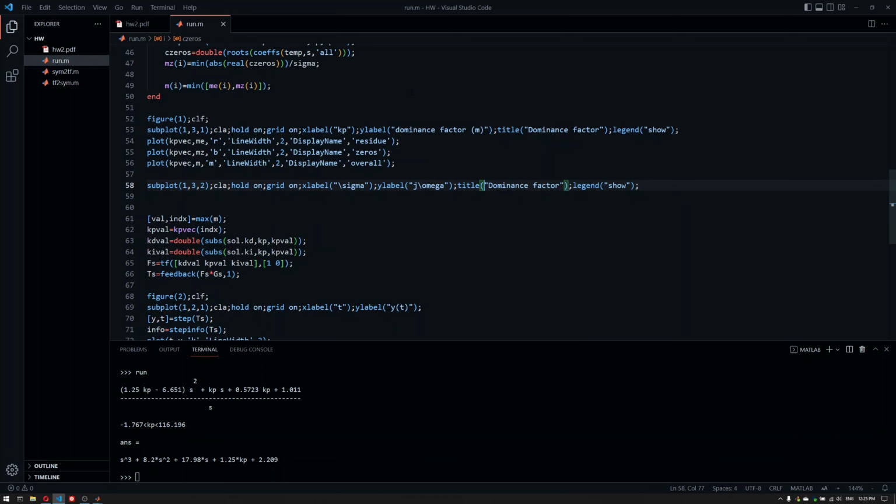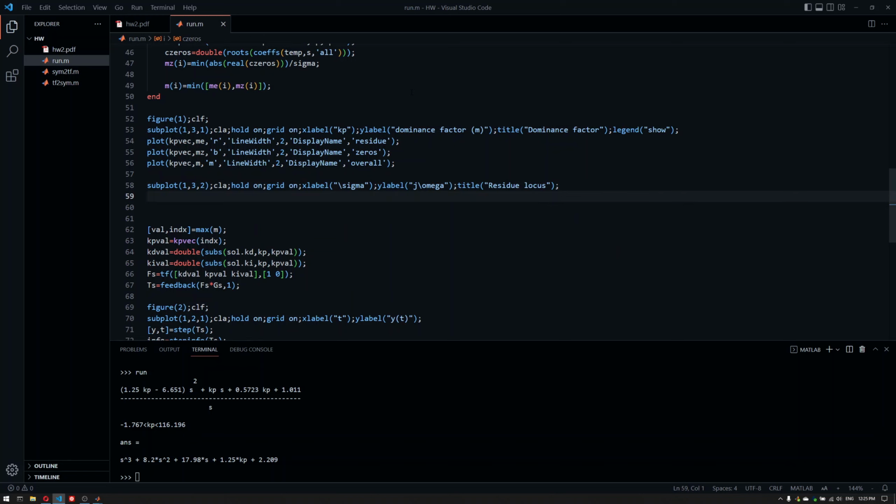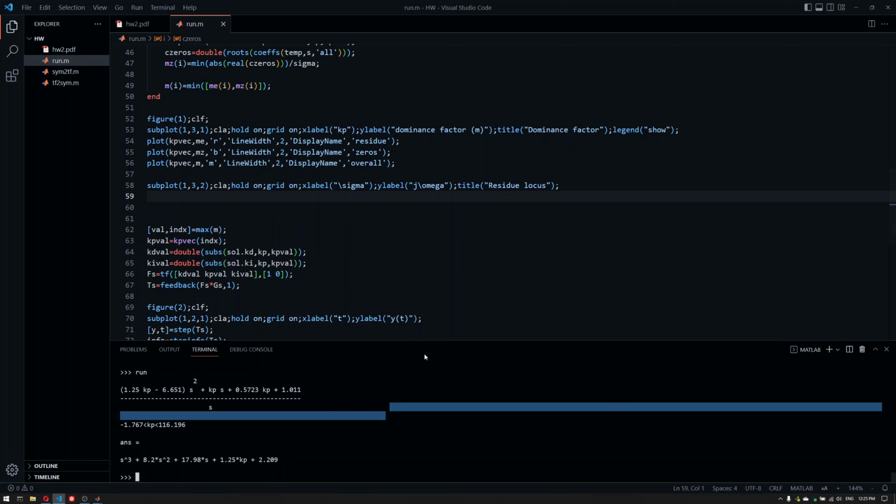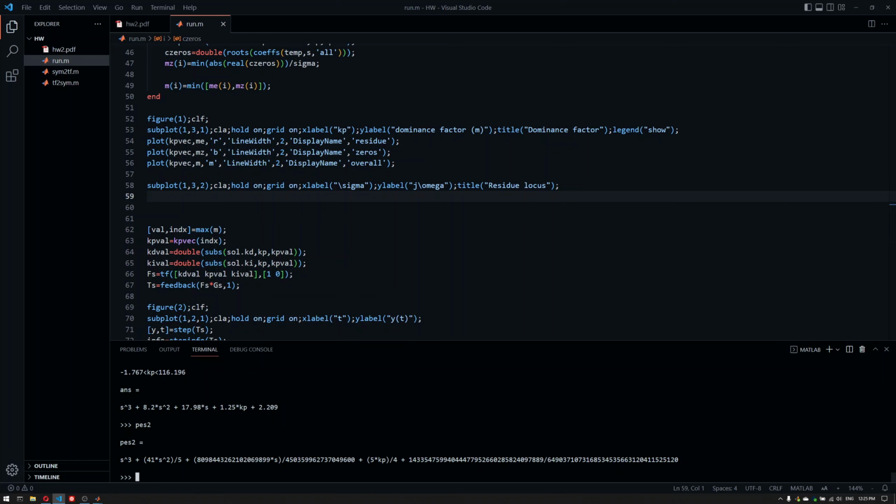J omega residue locus, let's call it that. We don't need the legend at all. So, how can we determine, or how can we plot, the root locus based on a polynomial that is symbolic and has an unknown controller parameter? So in PS2, we have this.